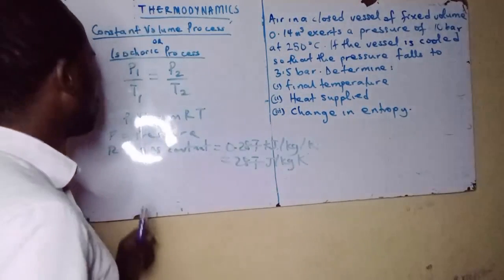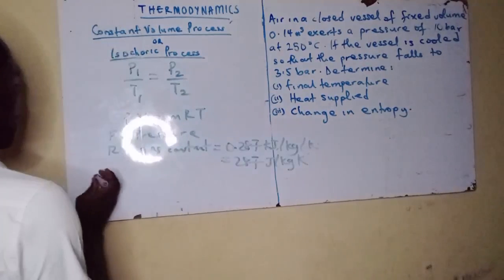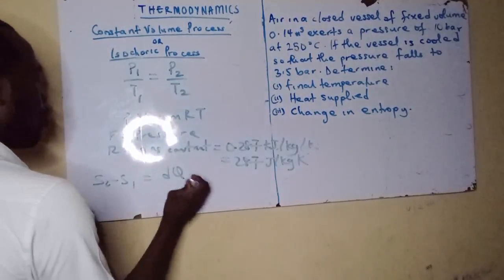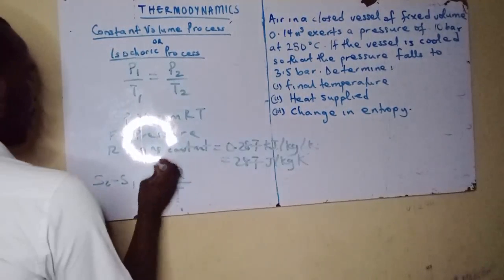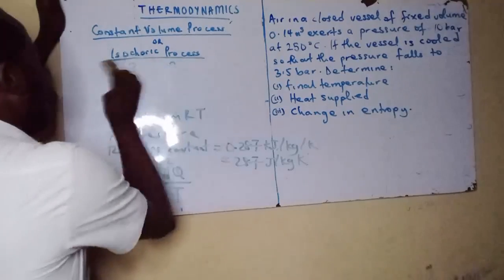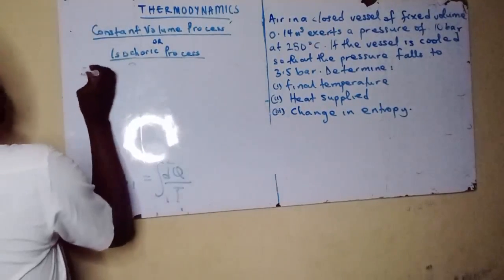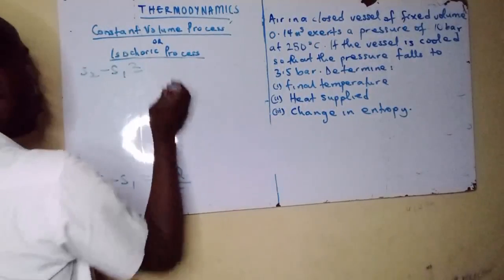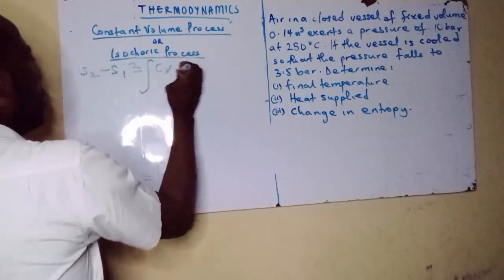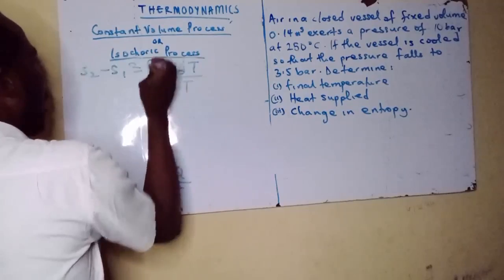Another thing we need to give account of is the entropy, the change in entropy of the system. We all know that if there is a change in entropy, it is dQ over T, if the process goes from 1 to 2. So if I solve for entropy, S2 minus S1 equals the integral from 1 to 2 of CV dT over T.